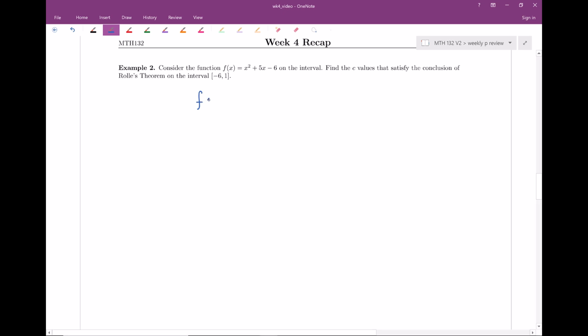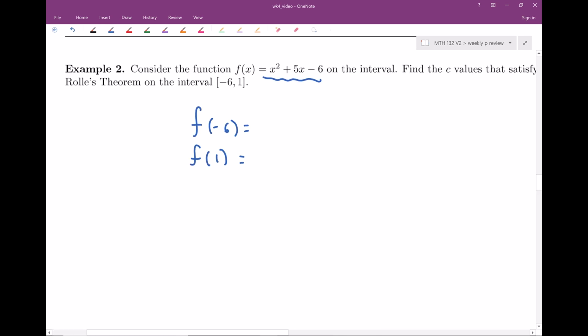Let's check out what is f of -6 and what is f of 1. So maybe I'll go ahead and do f of 1 first. So here's my function. I'm plugging in 1 everywhere I see an x. I get 1 plus 5 plus -6. So that's just going to be 0. Okay, fine. How about f of negative 6? Well, when I take negative 6 and I square it, I'm going to get positive 36. When I take negative 6 and I multiply it by 5, I'm going to get negative 30. And when I subtract away 6, I get 36 minus 30 minus 6, so that is again equal to 0.